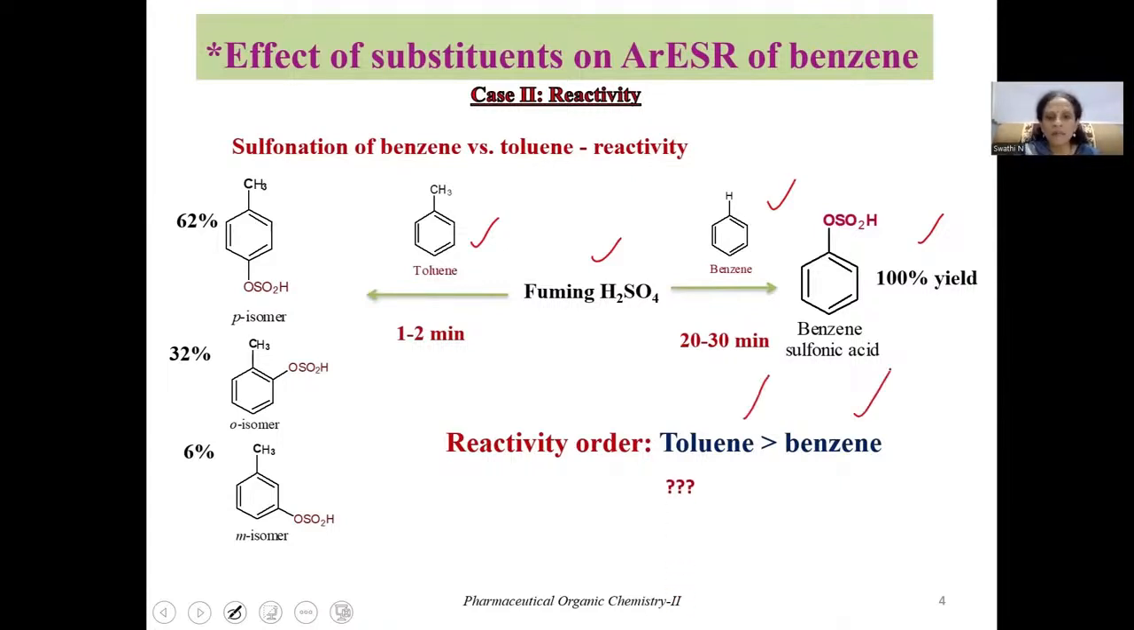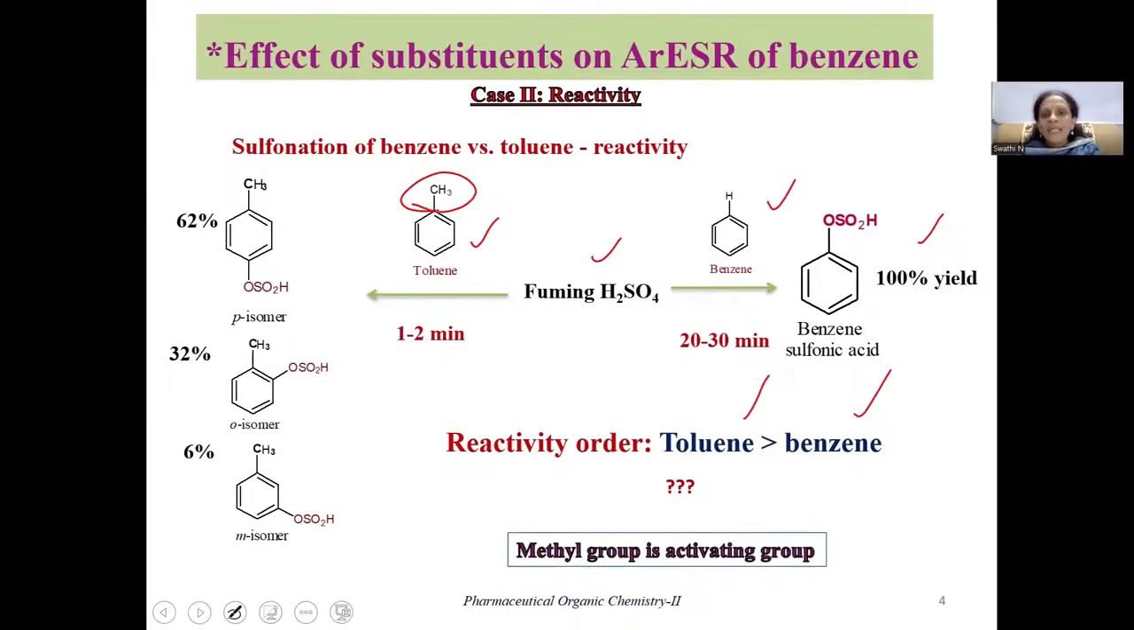Now what might be the reason for the high reactivity of toluene? It is always a structural difference. Just compare the structures of toluene and benzene. Toluene consists of a methyl group. So the high reactivity of toluene can be related to the methyl group. Whenever methyl type of groups are present, they will activate the ring system towards the electrophilic substitution reaction. And thus, the methyl group is considered to be an activating group.